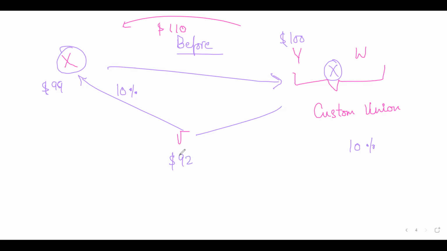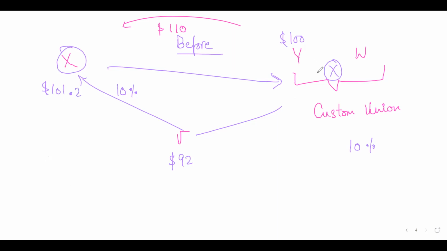What's 10% of 92, right? You're getting my point. 10% of this is 9.2. So if you add 9.2 to 92, 9.2 plus 92, that gives you 101.2, right? So I've changed the values a little bit to suit our example.